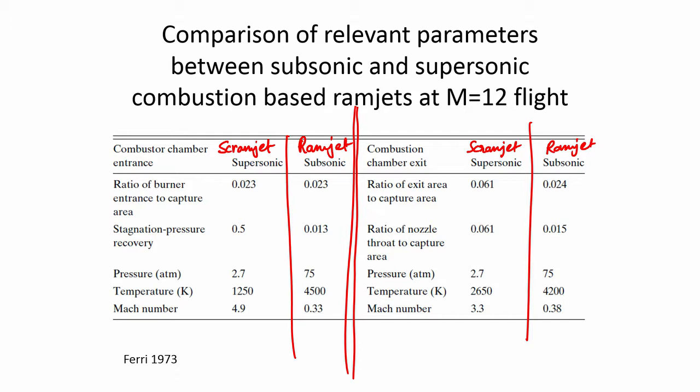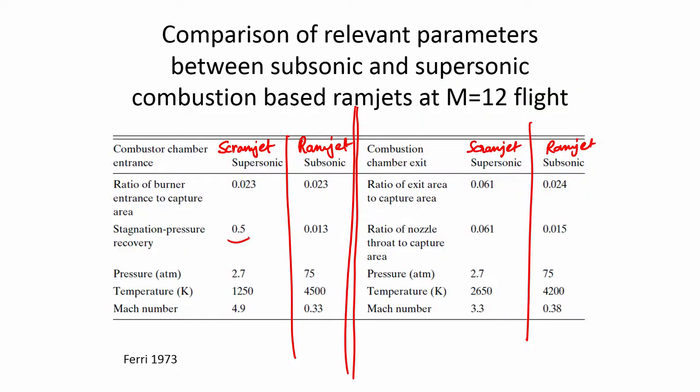Stagnation pressure recovery, the P0 inside the combustion chamber divided by P0 at the inlet, can be defined as the stagnation pressure recovery, and in a scramjet that is much higher, 0.5. Of course, here it is much lower because you have a normal shock formed and there are entropic losses which are much higher in the ramjet. So the stagnation pressure recovery would be very small.